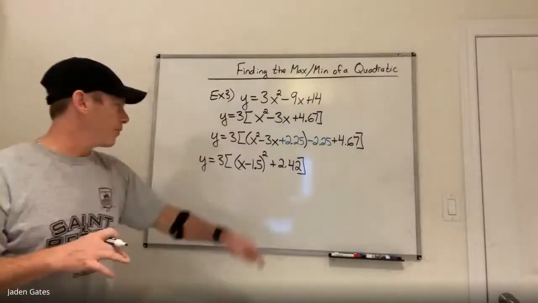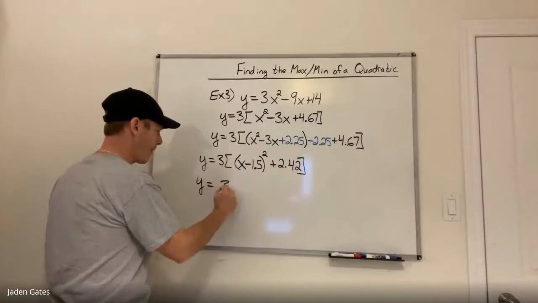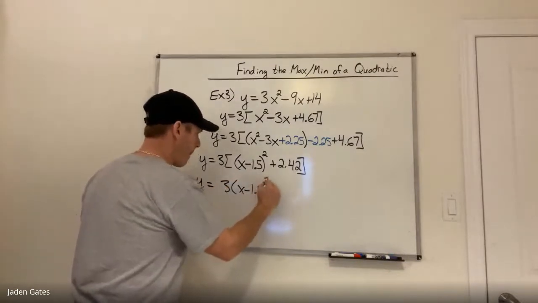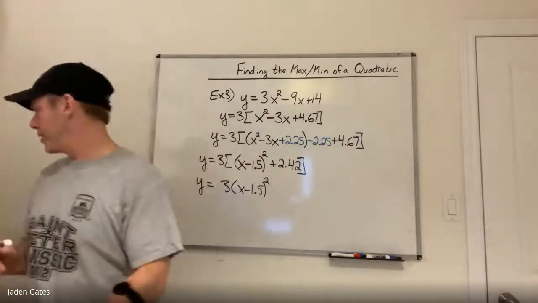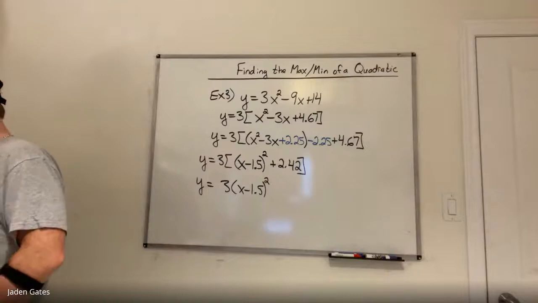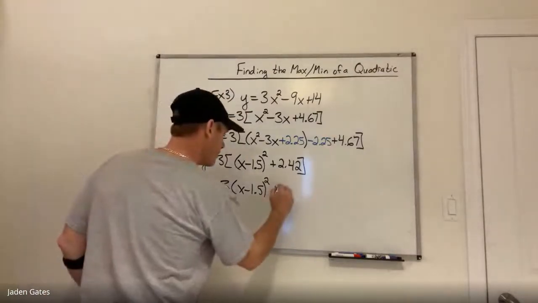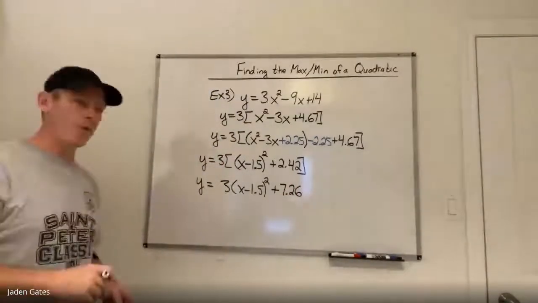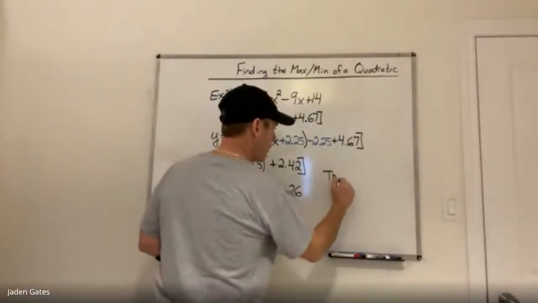Now I got to put the 3 back in. So 3 times this whole thing, and then 3 times 2.42. 3 times 2.42 is 7.26. All right, so now the square has been completed. So now I go and finish off my sentence here.